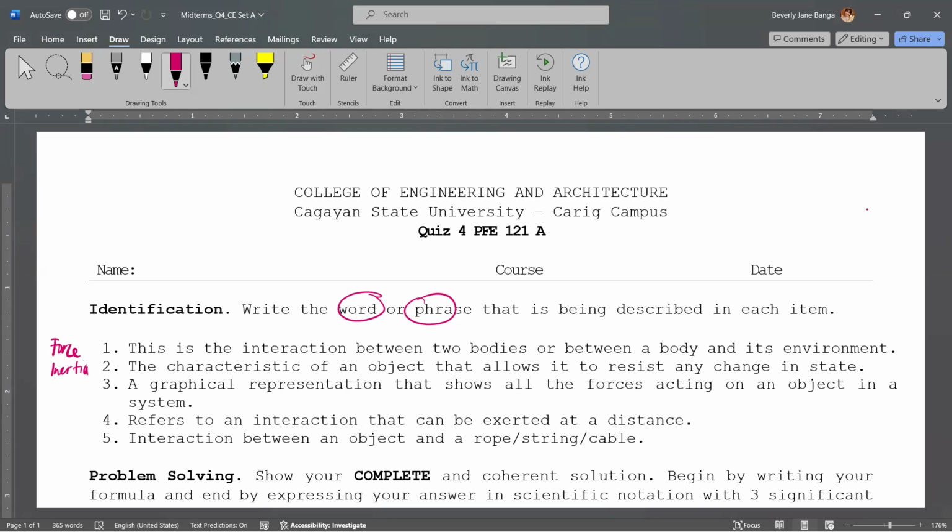A graphical representation, this is your free body diagram. And then interaction that can be exerted at a distance. This is field force or this is long range force. And then interaction between an object and a rope. So this is simply your tension force.